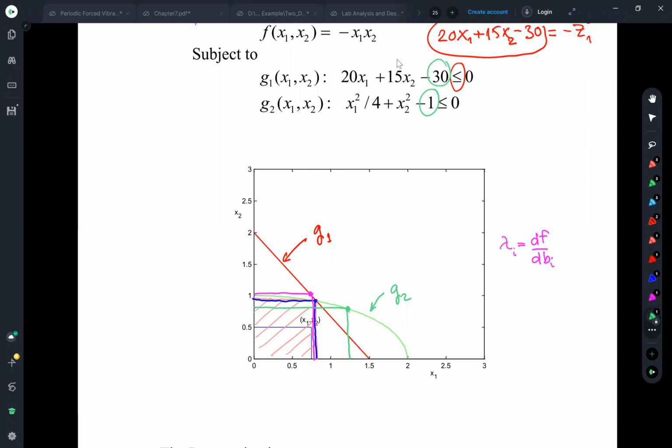Actually, if I draw this one as the BI and BJ, it could be something like this, right? 20x1 plus 15x2. Previously, we said this equal to BI, or subtract BI equal to 0. This comes from the equality constraint case, right? So the B1 is equal to 30, no doubt. How about B2? B2 is similarly something like this, right? x1 squared over 4 plus x2 squared equal to 1. And 1 is my B2.